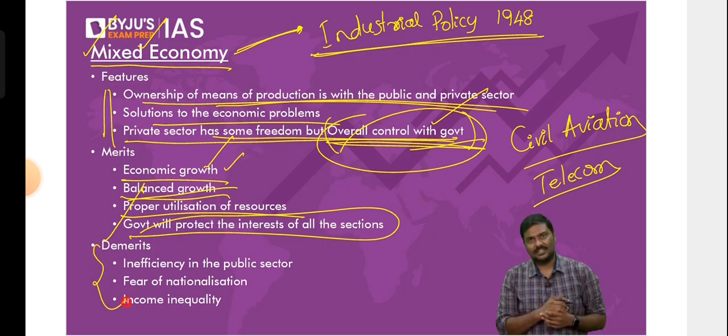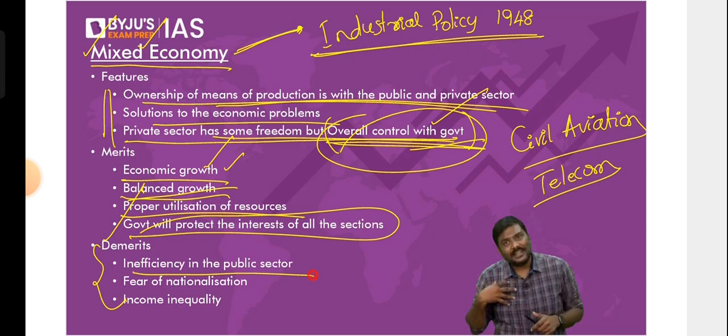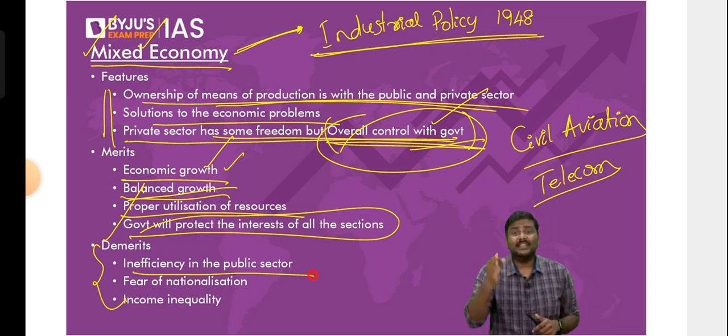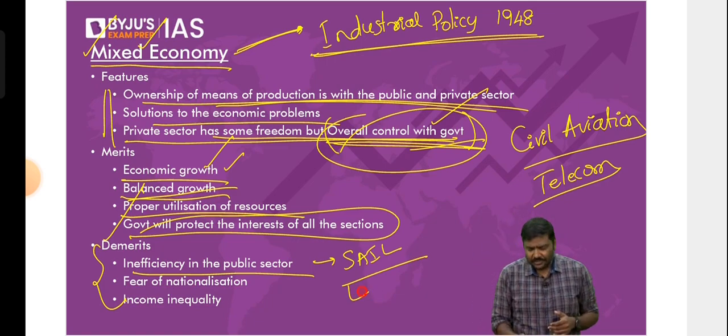And finally, demerits. What are the demerits related to a mixed economy? One, because the government will set up a lot of public sector companies. What do you mean by public sector companies? Companies which are owned by the government. I'll repeat it: public sector companies are owned by the government. Let me give a simple example. Steel Authority of India Limited, SAIL, is a public sector company. Or for that matter, the latest one, LIC, Life Insurance Corporation, is a public sector organization.